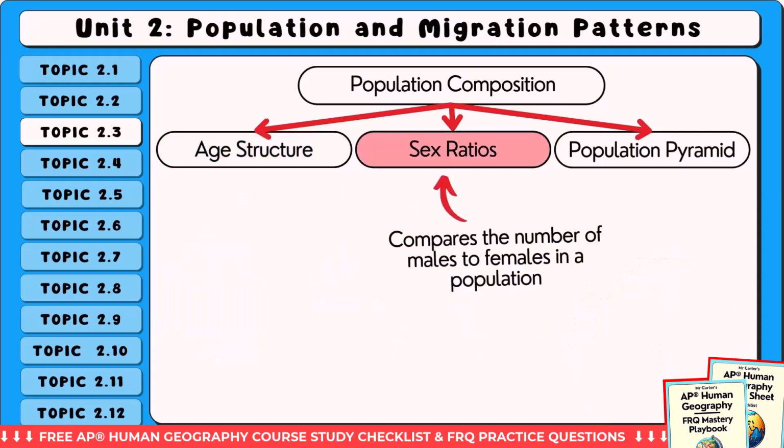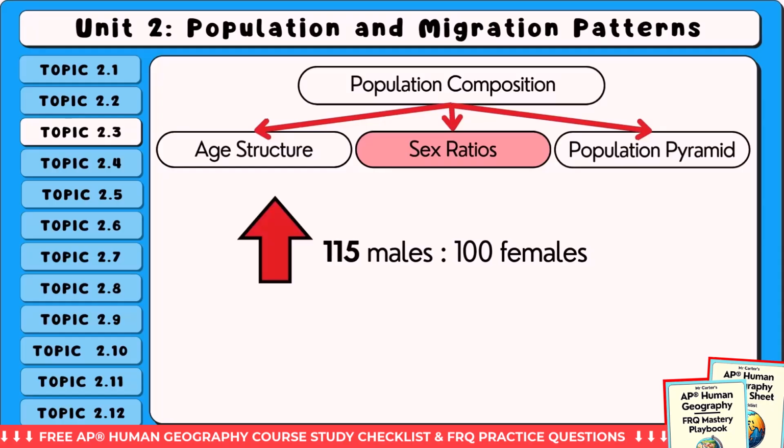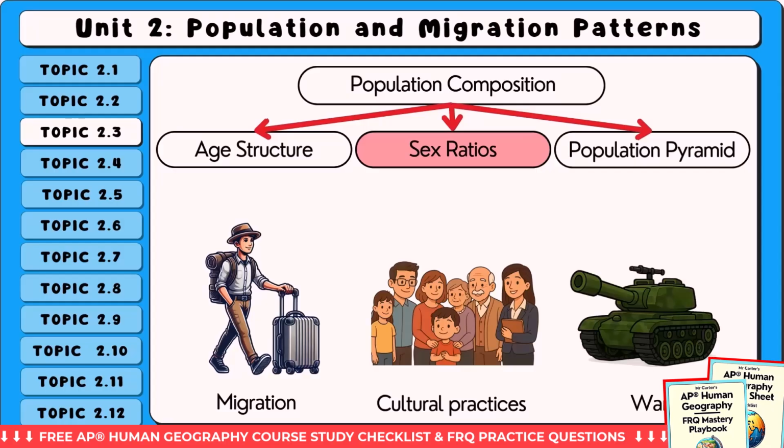Sex ratio compares the number of males to females in a population. It is usually shown as the number of males for every 100 females. In most populations, the ratio is close to 100 to 100, but some regions may have more men or more women due to migration, cultural practices, or war.